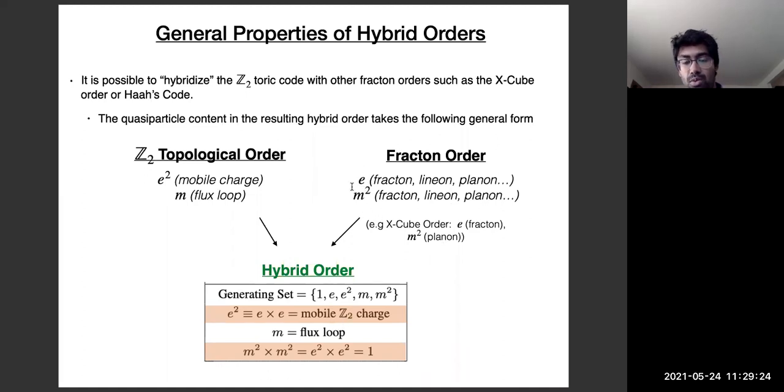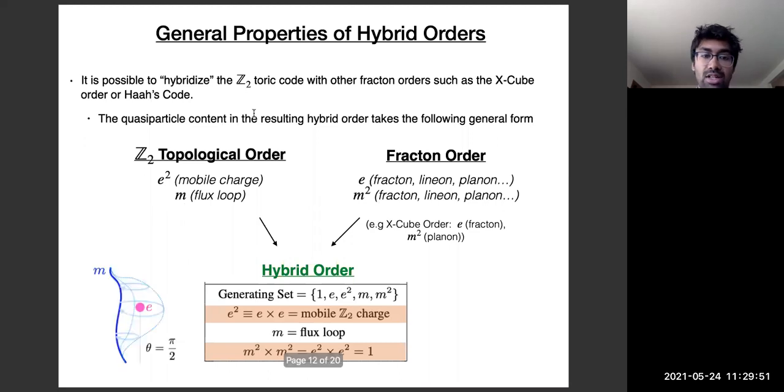So what I originally labeled as a Fracton, say E, in the Fracton order, fuses, if I take a pair of them, into a mobile charge, which behaves like the charge in the Z2 topological order. Similarly, a flux loop will actually fuse into some collection of immobile excitations of the Fracton order. So this is general for this setup where I'm hybridizing the 3D Z2 topological order with the X cube order, Haah's code, or other kinds of, let's say, one-foliated Fracton orders.